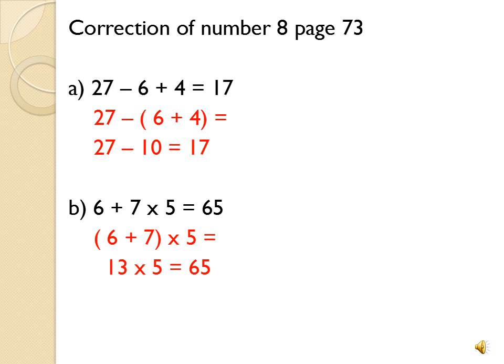Part B, 6 plus 7 times 5 equal to 65. So here I must put the parentheses between 6 and 7 in order to obtain 65 as an answer. So 6 plus 7 equal to 13 and 13 times 5 equal to 65. If I put the parentheses between 7 and 5, I get 35 plus 6, which gives 41, and it's not the case. Here the answer is 65 and not 41. So I must put the parentheses between 6 and 7 and not between 7 and 5.